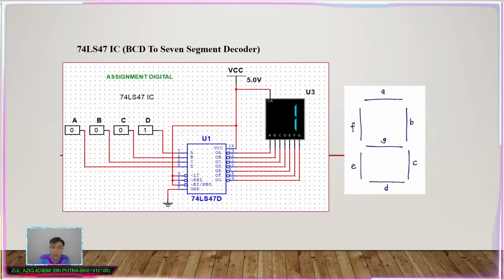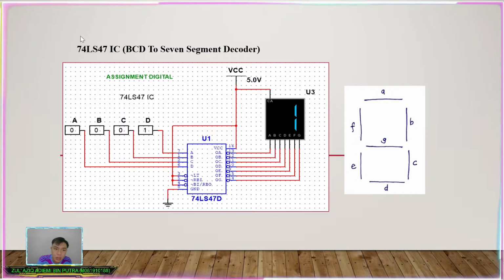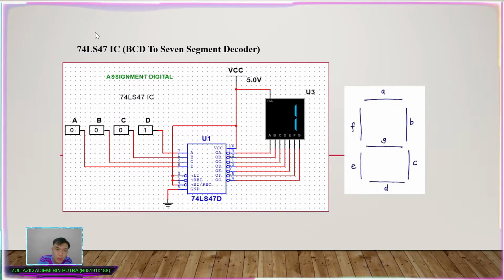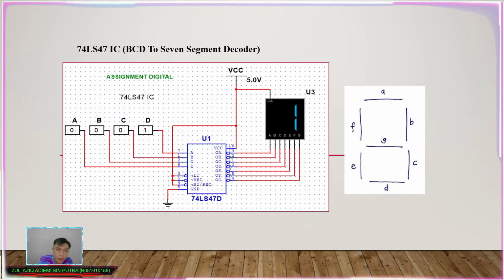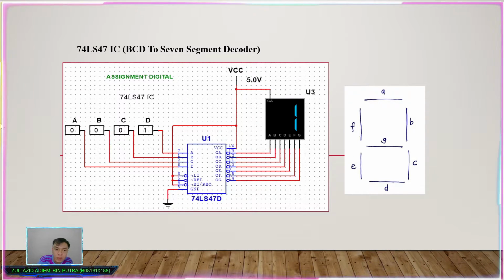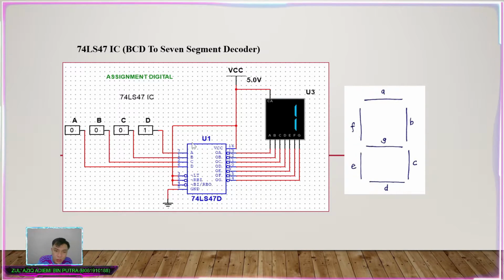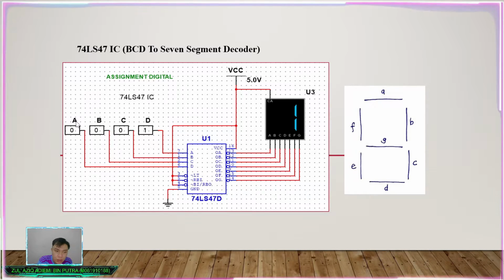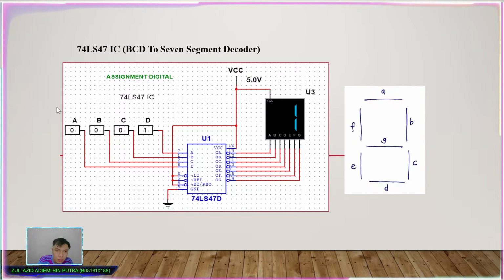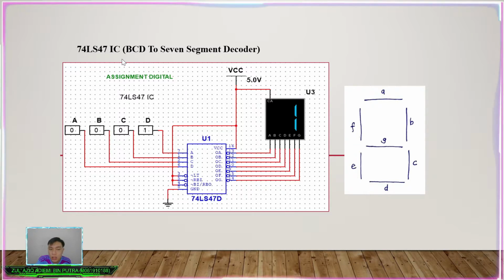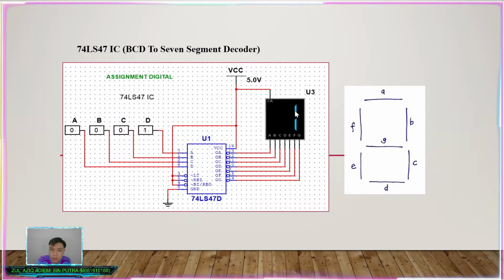Assalamualaikum, my name is Aziq Adiemi bin Putra, and this video is for the digital electronics mini project assignment. In this assignment, we use two types of IC, which are 74LS47 and 74LS90, and I will explain these ICs. The 74LS47 is a BCD to 7 segment decoder. As you can see, this IC is connected to these 4 inputs A, B, C, D, which come from another IC, the 74LS90, and the output is connected to this 7 segment display.